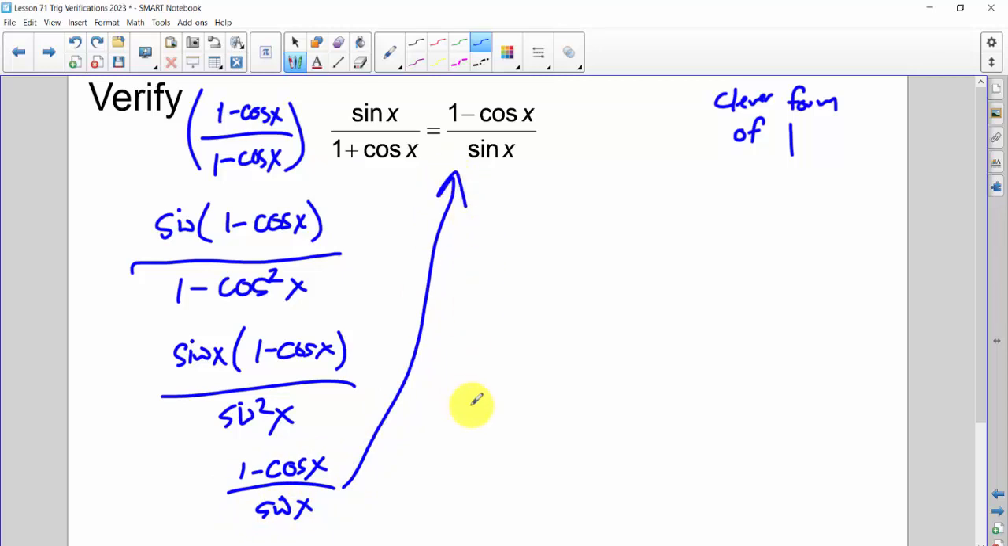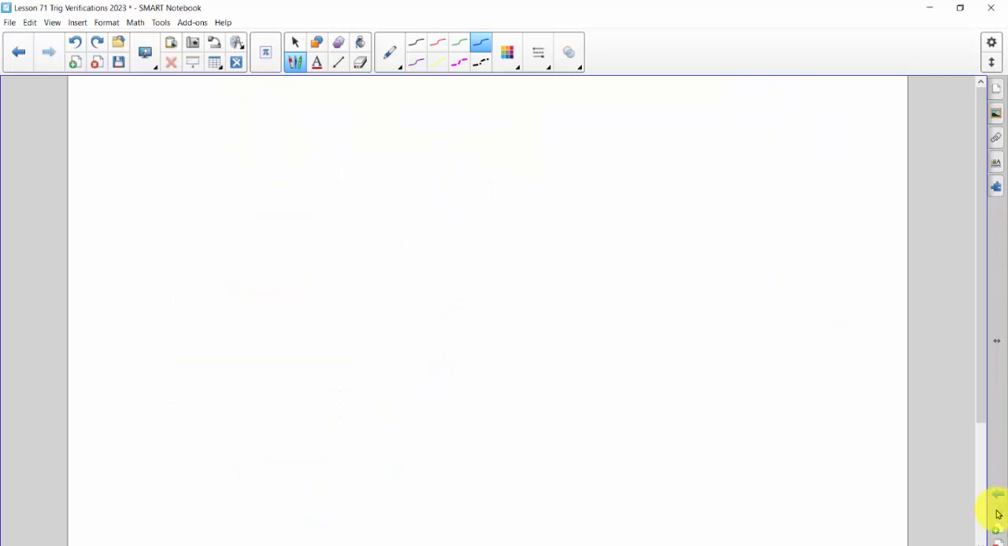So again, when you're completely stumped, out of luck, can't do anything else, multiply by a clever form of 1, and many times it's going to be a conjugate. So those were a couple examples. Again, to do these, you have to know your Pythagorean identities and your reciprocal identities and then be able to manipulate algebraically.